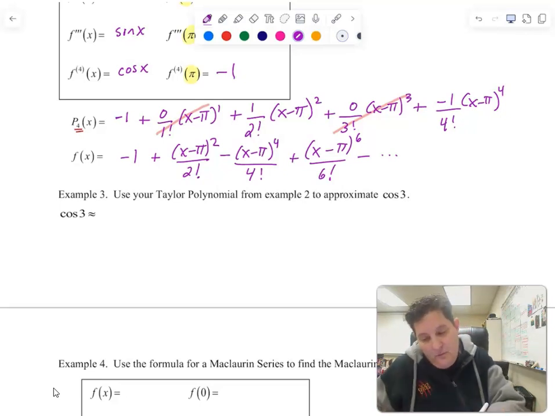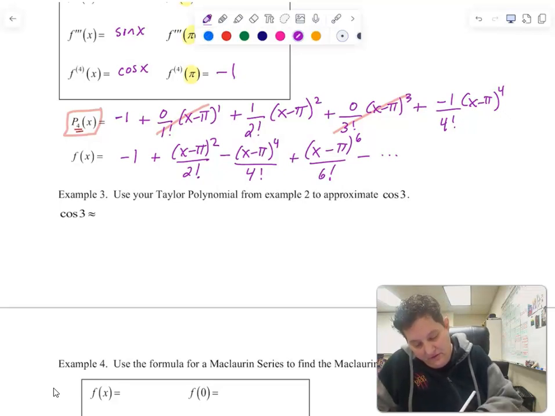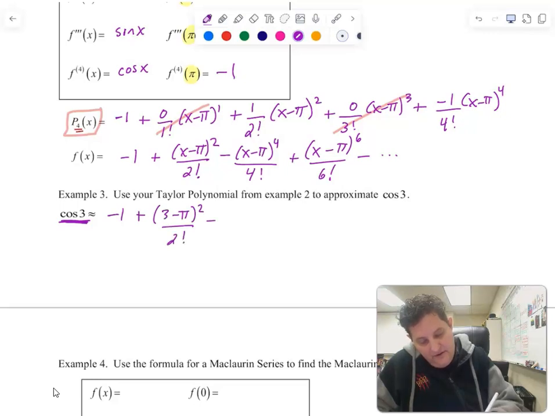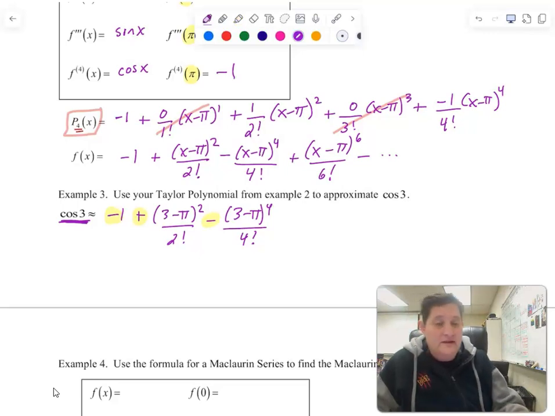There we go. Okay, so the next question says, use your Taylor polynomial from example 2 to approximate cosine of 3, and we're just going to do the polynomial, the 4 terms, not infinite terms. So cosine of 3 would be negative 1, and then 3 minus pi squared over 2 factorial, and then 3 minus pi to the 4th over 4 factorial, and this alternates, so that's minus plus minus. If I'm doing the one from example 2, that means I'm going out to only the 4th term to approximate this.